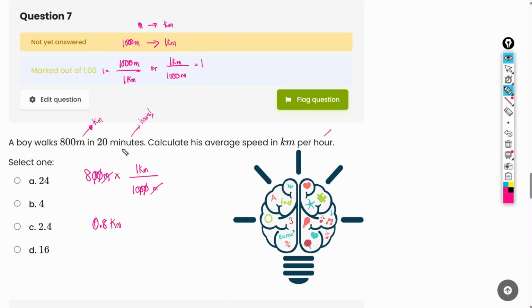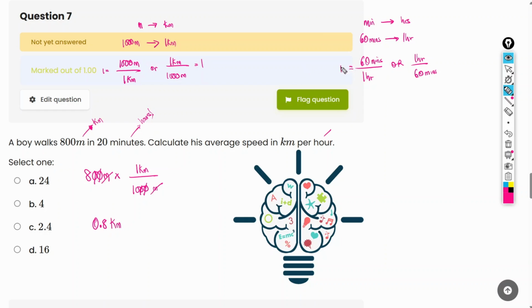Now hours, minutes to hours. I know that 60 minutes makes 1 hour. So I can create my quotients. I can say either 60 minutes over 1 hour or 1 hour over 60 minutes.